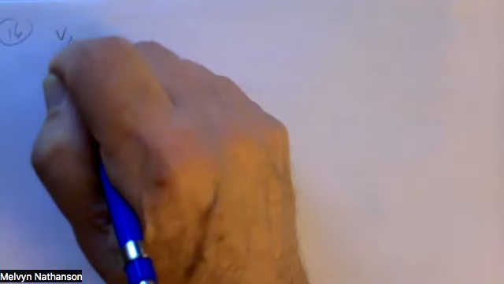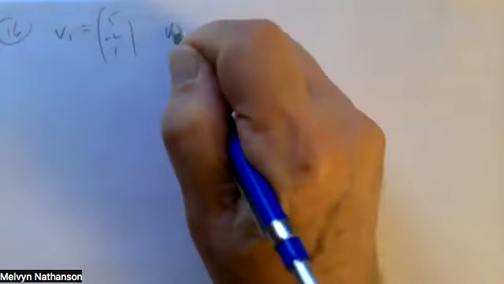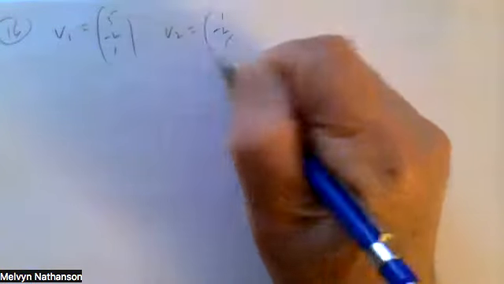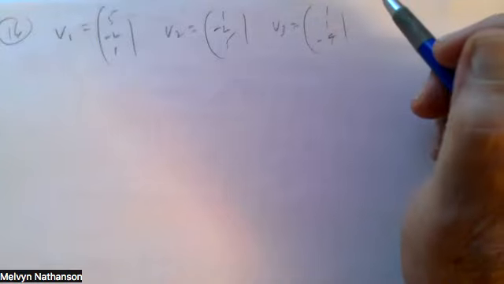Let's look at problem B. So this is 1b. Here we have the three vectors. v1 is 5, minus 2, 1. v2 is 1, minus 2, 5. v3 is 1, 1, minus 4.